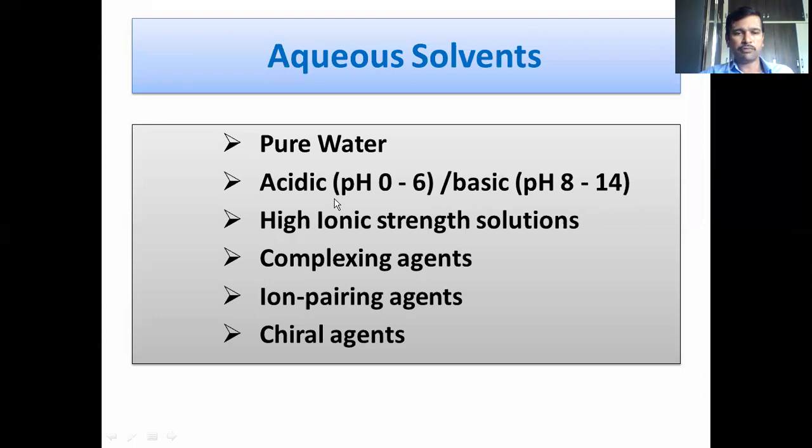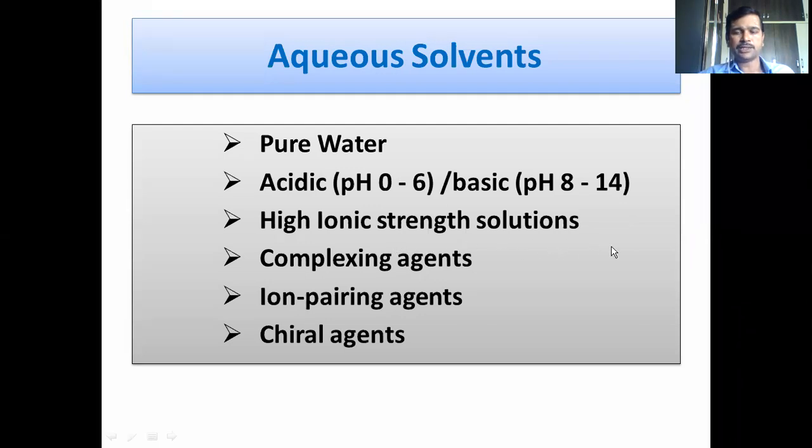The citric acid we will use, dilute HCl we will use, dilute nitric acid we will use, dilute sulfuric acid we will use, dilute oxalic acid we will use, right? And even basic solvents we will use: sodium bicarbonate, sodium carbonate, sodium tartrate, sodium citrate, sodium orthophosphate we will use. So acidic or basic solvents are also used.